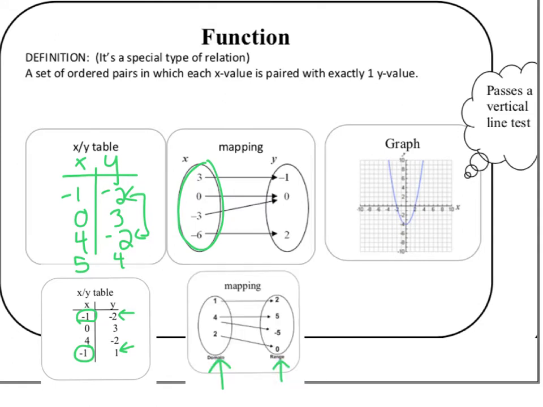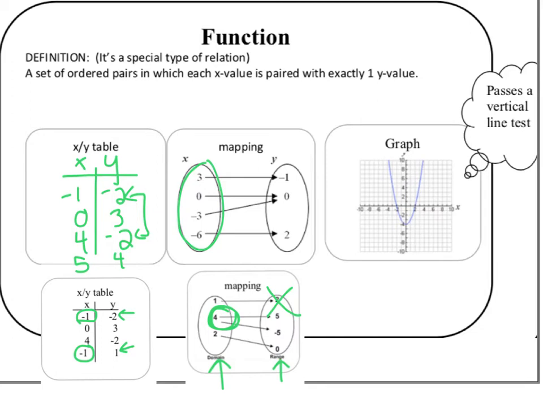So again, on the last screen, we saw that this one was not a function. This one here is not a function because I have the x value 4 being paired with two different y's. So often kids will say to me, look for any repeating x's. If x's are repeating, then it's not going to be a function. Not really the best way to say it, but I get why kids do say it.